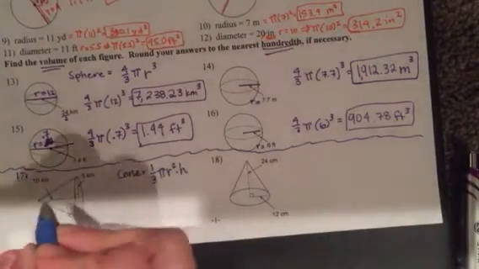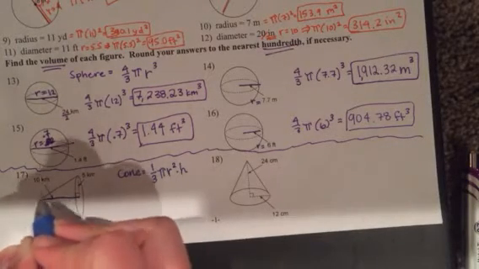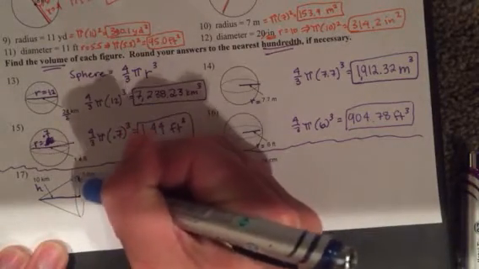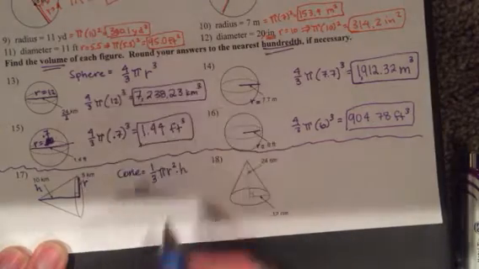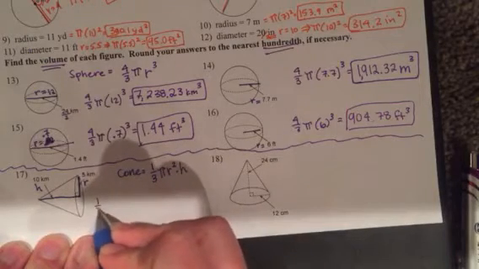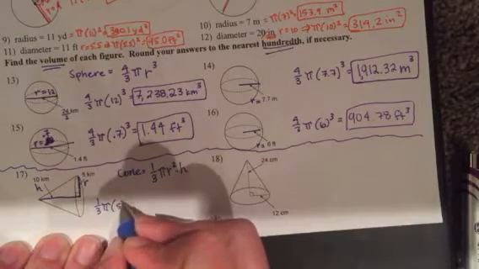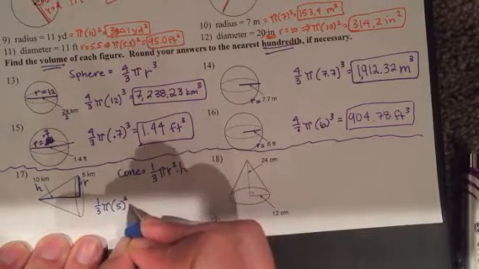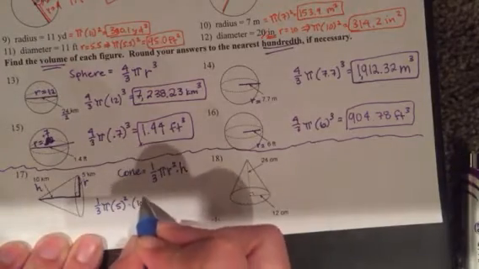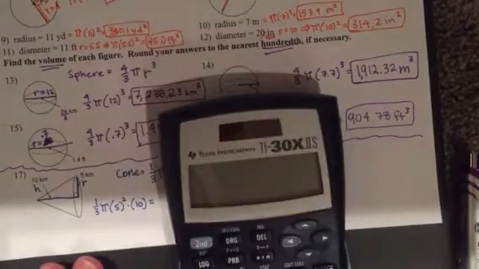So when I look at my cone, here is the height, that's how high the cone is, and this is the radius of my circle. So I'm going to label that r. When I substitute these in, I'm going to have 1/3 pi r squared times the height, which is 10, and now all I need to do is enter that and calculate what the volume is.